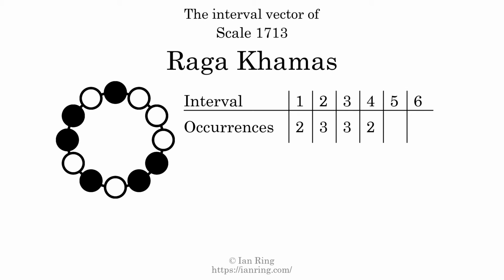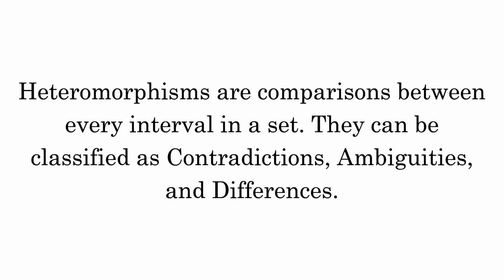There are 2 intervals with a size of 4 semitones. They are here and here. There are 4 intervals with a size of 5 semitones. They are here, here, here, and here. There is 1 interval with a size of 6 semitones. It is here. Each interval does not appear in this scale a unique number of times, so this is not a deep scale.